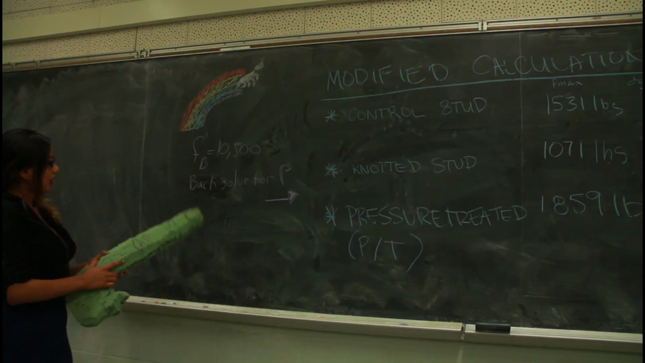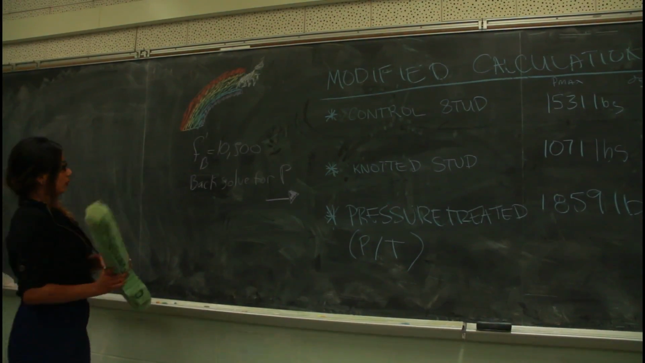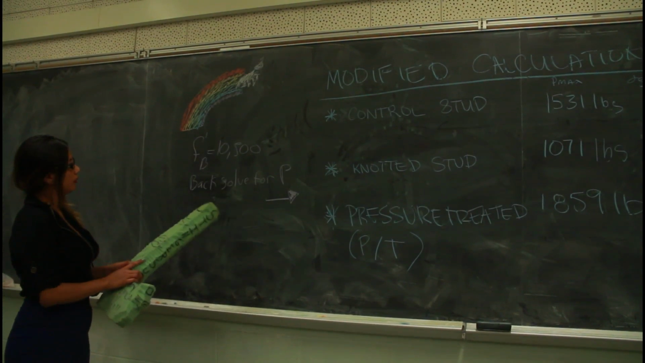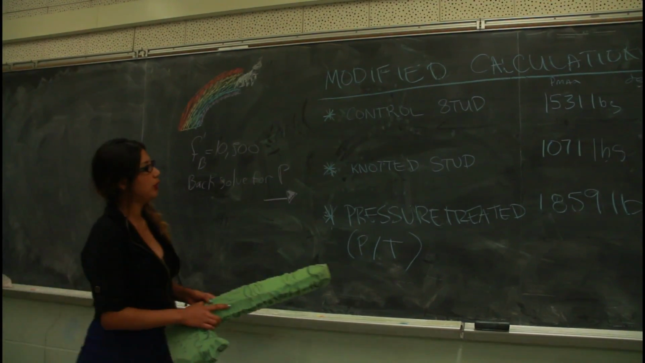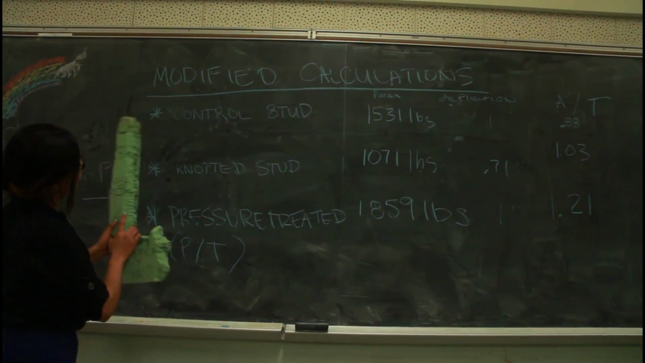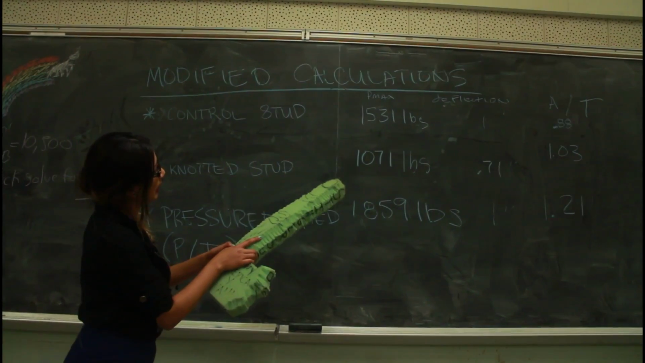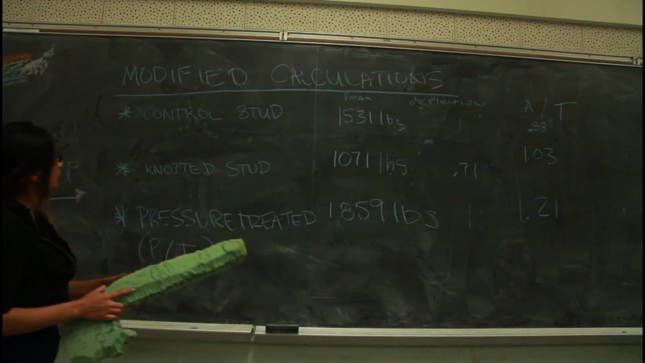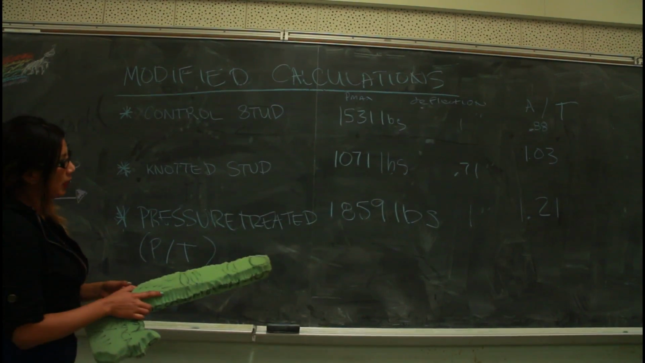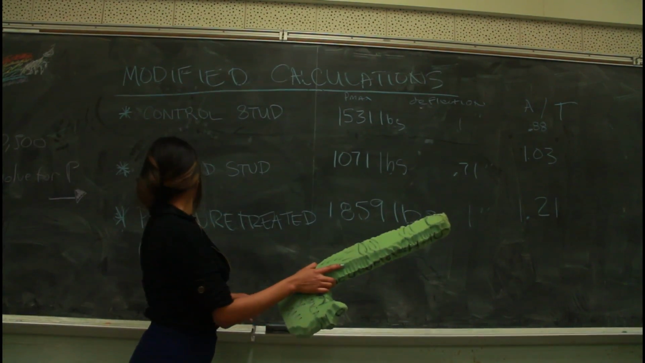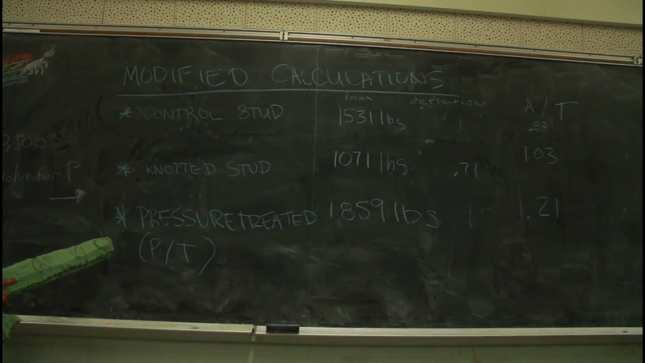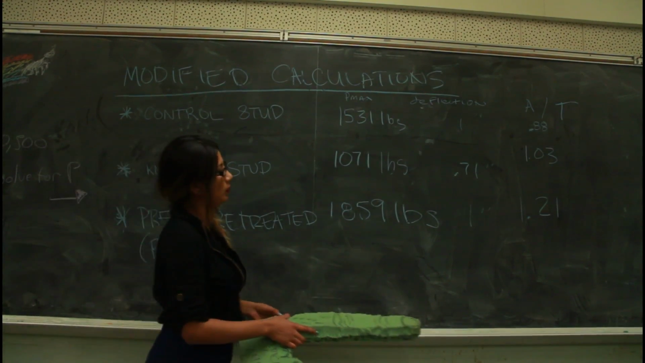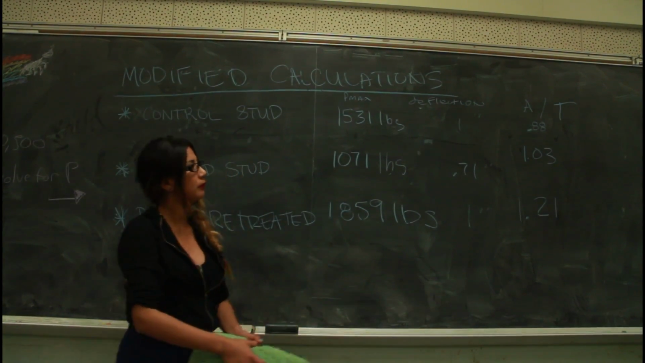Using a new value that Captain Safety Factor gave us with the safety factor removed, we get an F_b of 10,500, and then we back solve for P with the new modified calculations. We get a control P max of 5031 pounds with a ratio of 0.88, and a knotted P max of 1071 pounds with a ratio of 1.03. And a pressure treated with a P max of 1859 pounds with 1.21.